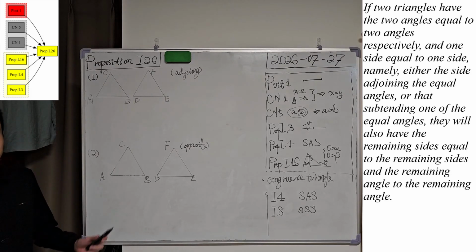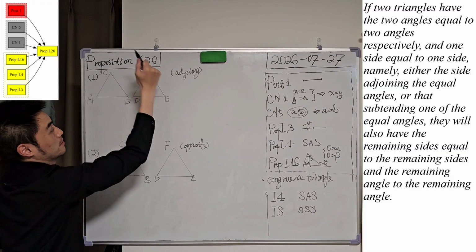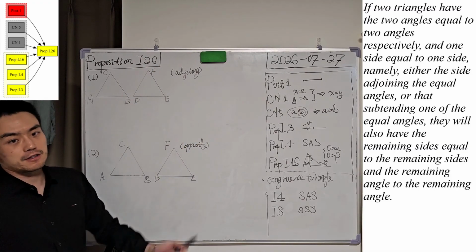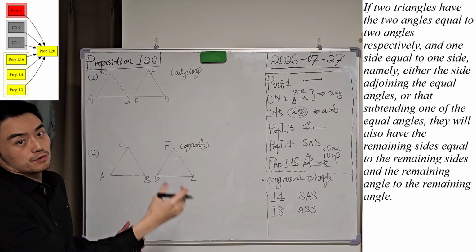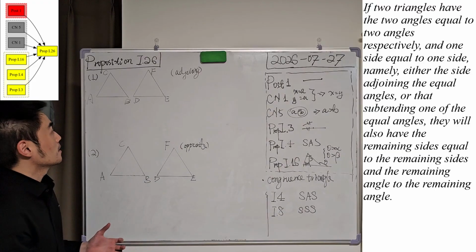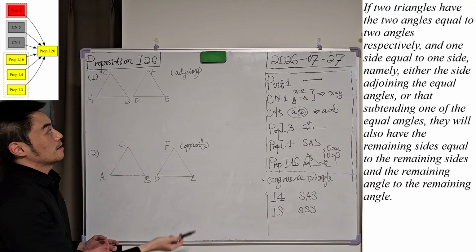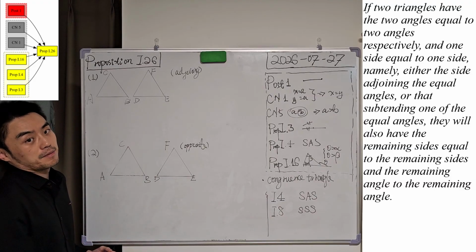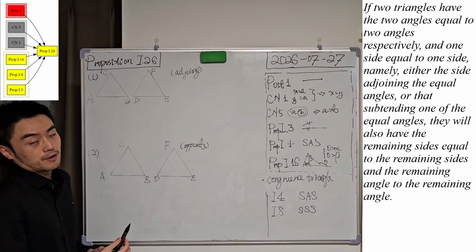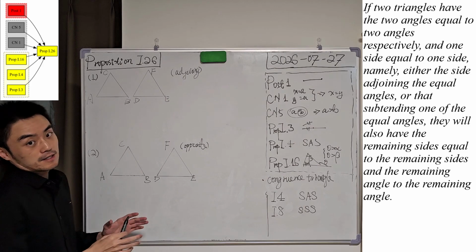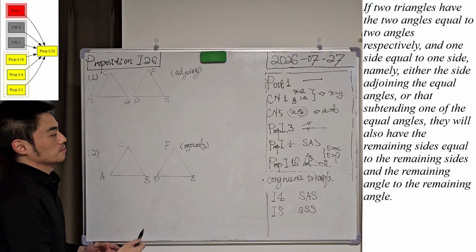Good evening. In this video, we are going to talk about proposition 26 from book 1. This proposition declares: given two triangles with two angles equal to each other respectively, and a side equal to another side, it can be an adjoining side or a side opposite to an angle, then these two triangles are equal, which means the related sides are equal and the remaining angles are equal. So let's give it a proof.